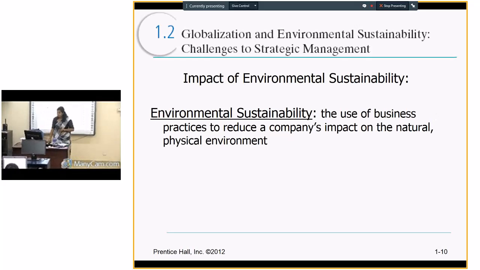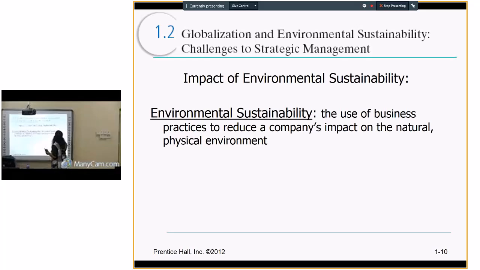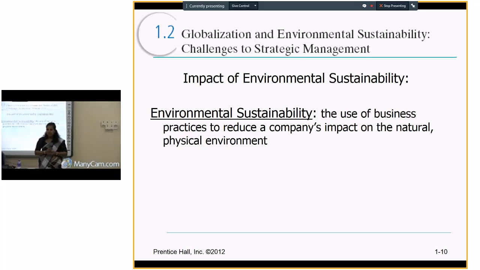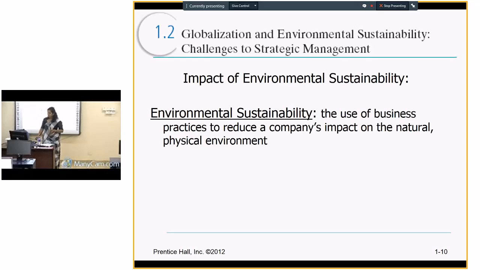Here's another point, environmental sustainability. This is very keen, very interesting. What is environmental sustainability? The use of business practices to reduce a company's impact on the natural as well as the physical environment. That means as an organization, as a business, if you want to sustain, we should look around at what the impact on the environment might be, whether it is harmful or threatening to the environment. Therefore, our business practices should try our best to minimize the impact on the natural as well as the physical environmental hazards.